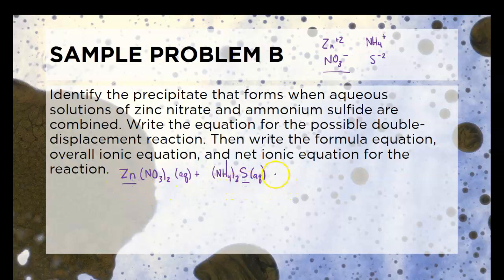Now when I see if the double displacement reaction happens, again, I take the outside ions, so the zinc and the sulfur, and combine those. They cancel each other out because they both have a 2 charge. So it's just going to be ZnS. Then we've got the ammonium and the nitrate coming together with the same charge. So it's going to be NH4NO3.